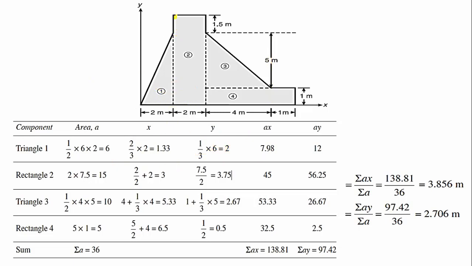Next, we will take this rectangle. The centroid of the rectangle will come somewhere here, but we require this distance. So this is 2 meters divided by 2, that is b by 2 plus 2 meters. 2 by 2 plus 2 is equal to 3. Next is in the y direction. Our reference axis is here. This distance is required. The total height is 7.5, so 7.5 divided by 2, d by 2.